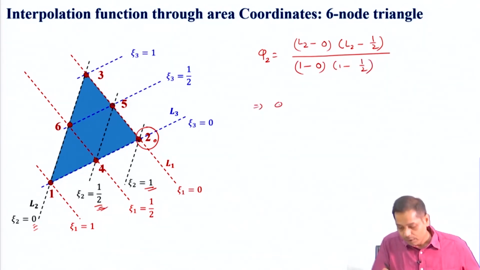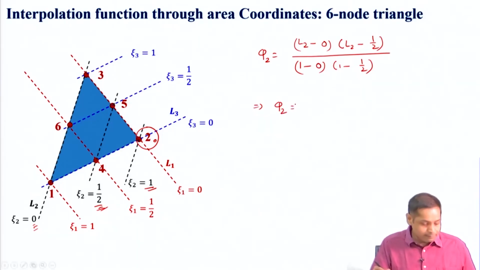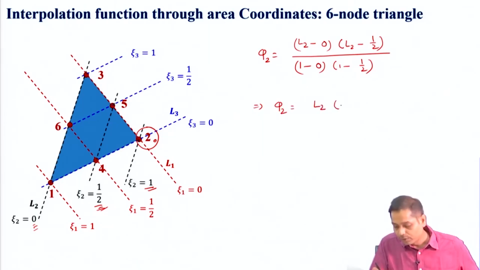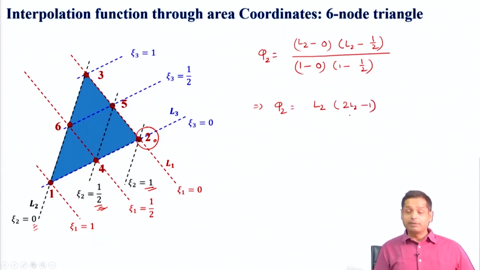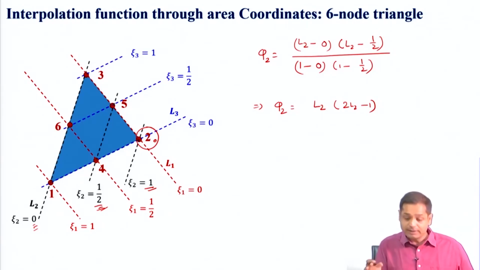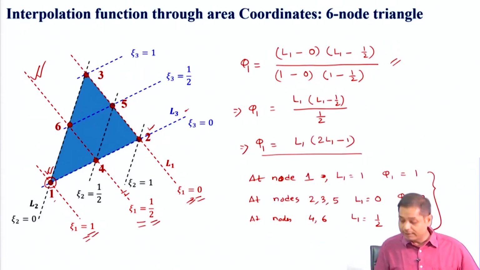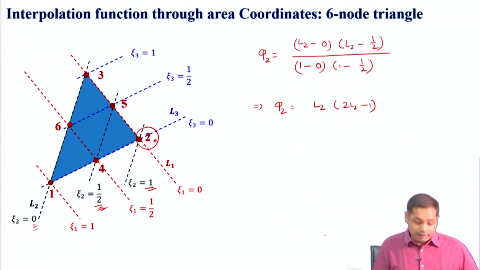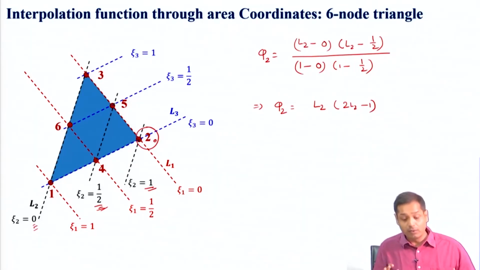So this gives you phi 2 is equal to L2 into 2 L2 minus 1, which is the same as phi 1, a similar equation, but in terms of L2, whereas that was in terms of L1. If you apply the same logic, you can show that phi 2 will be 1 only at node number 2, and phi 2 will be 0 for all other nodes.